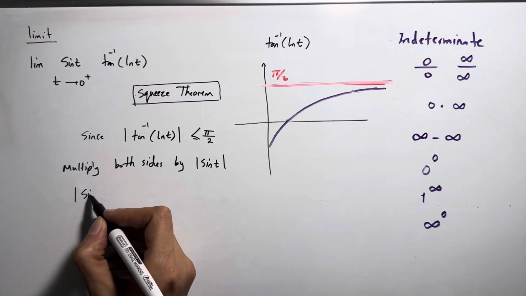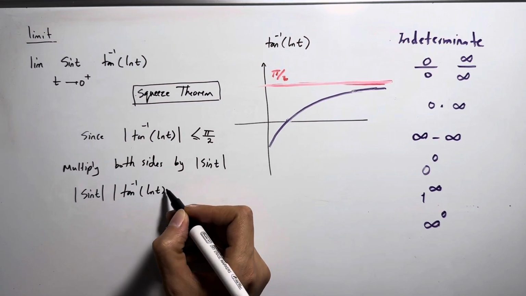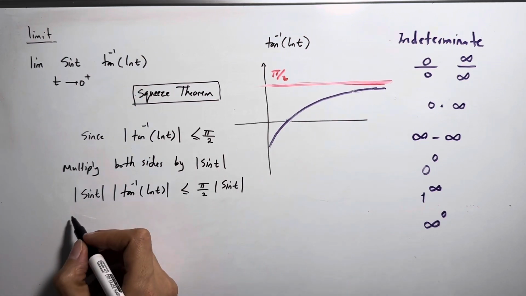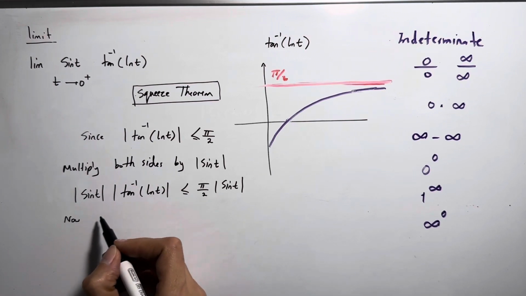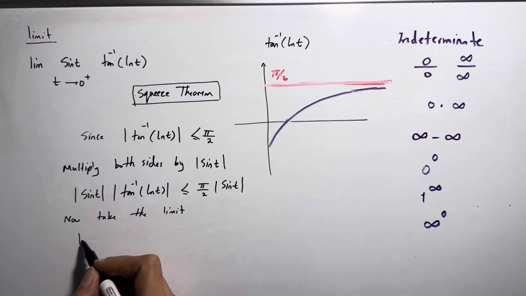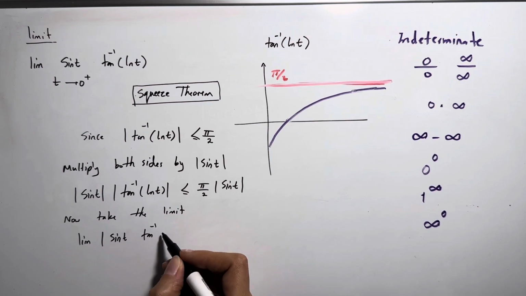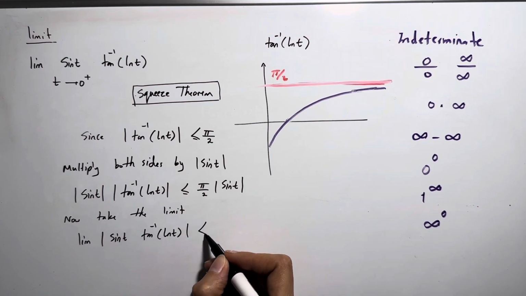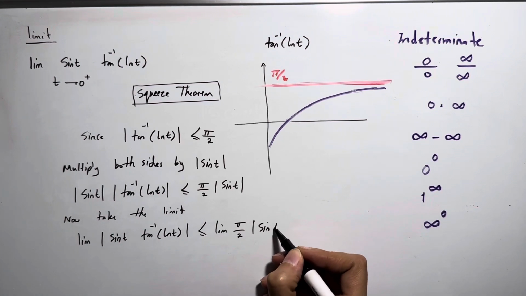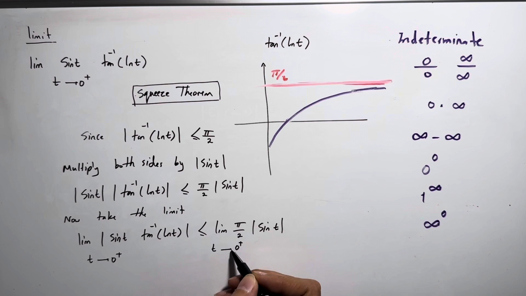So here you have the absolute value of sine t times absolute value of inverse tangent of ln of t less than or equals to pi over 2 times absolute value of sine t. Now take the limit. The limit of absolute value of sine t times inverse tangent of ln of t is less than or equals to limit of pi over 2 times absolute value sine t. And note that t goes to 0 from right hand side.